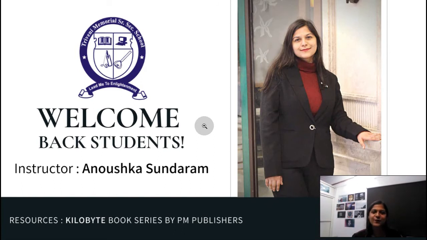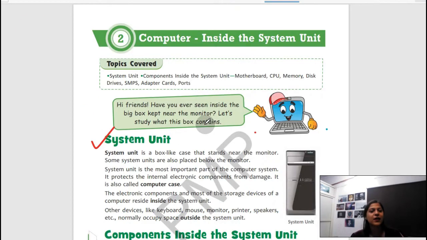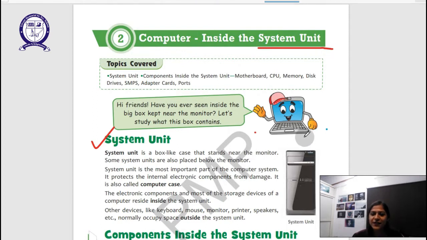I am Anushka Sundaram, your computer instructor, and today we will study the computer inside the system unit. So as you know, what is a system unit? It is the unit of computer devices which we usually call the CPU.